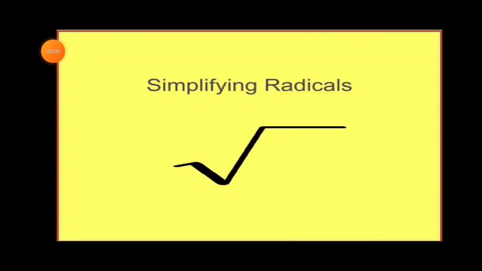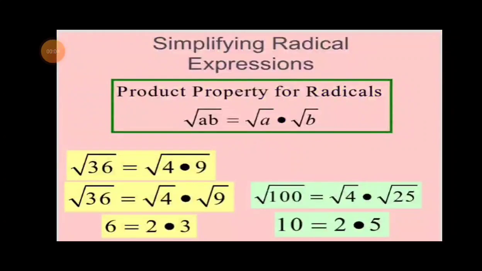In this video, I am going to discuss simplifying radicals. Product property for radicals: the square root of a times b is equal to the square root of a times the square root of b. So we have an example.